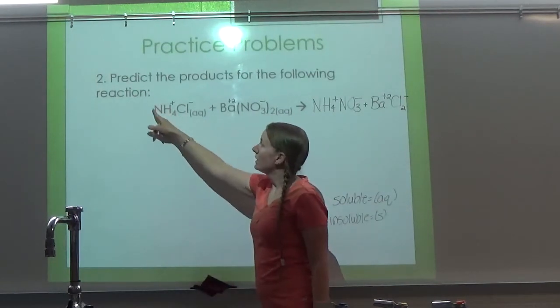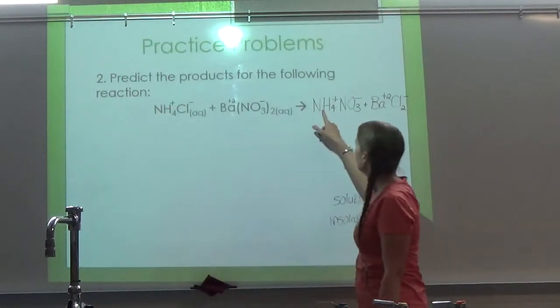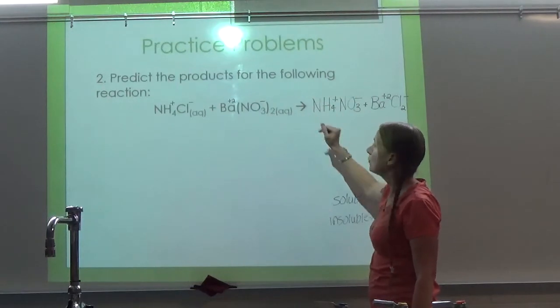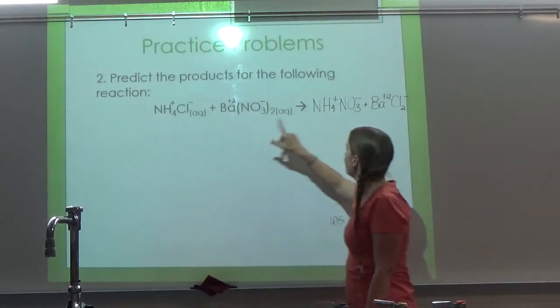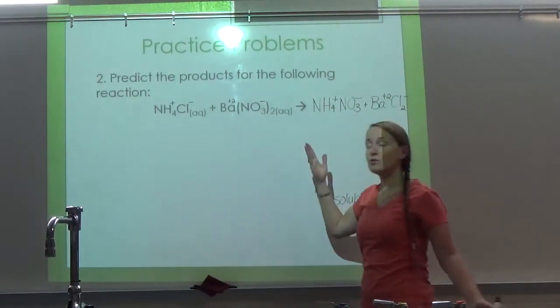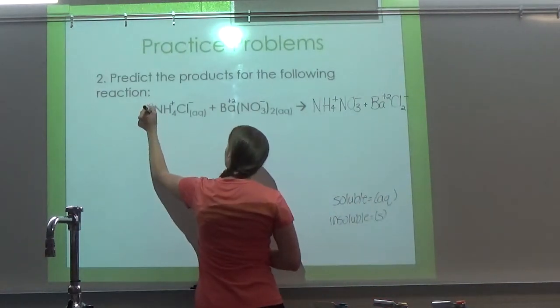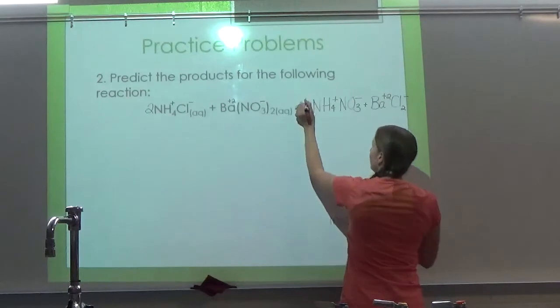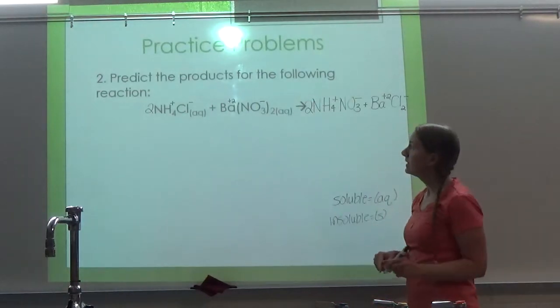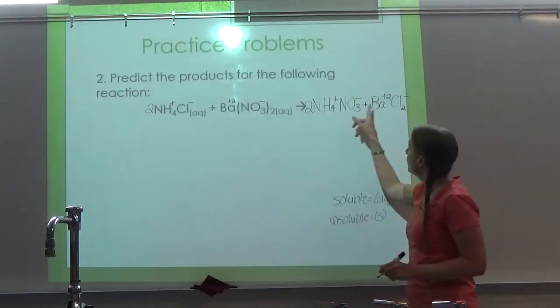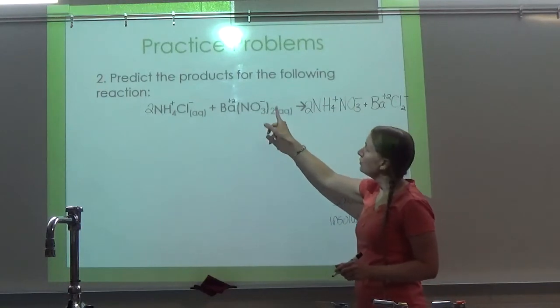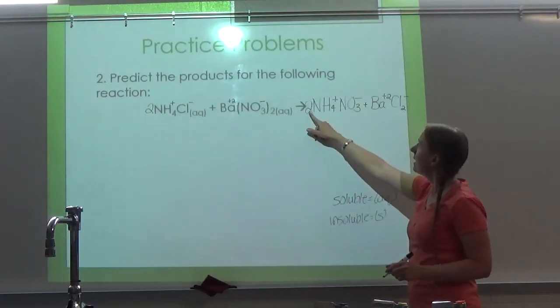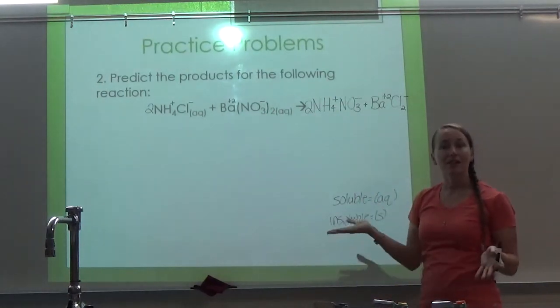So I have an ammonium, NH4, and I have 1 ammonium, 1 NH4. I have 1 Cl, but here I have 2 Cls, so I need to put 2. But now I have 2 ammoniums, so let me go back and fix that by putting a 2 here. I have 1 Ba, 1 Ba, I have 2 nitrates, and I have 2 nitrates. All right, so it's balanced.